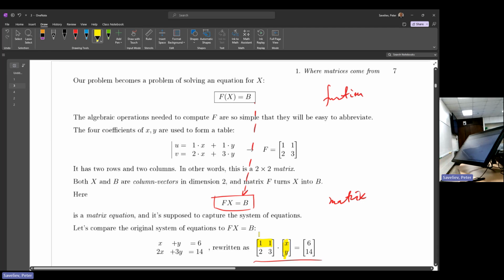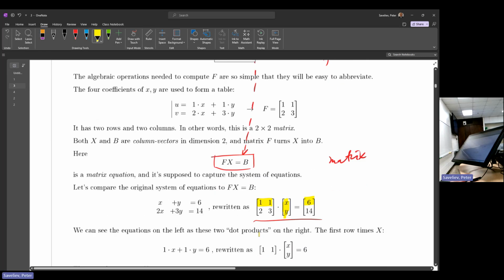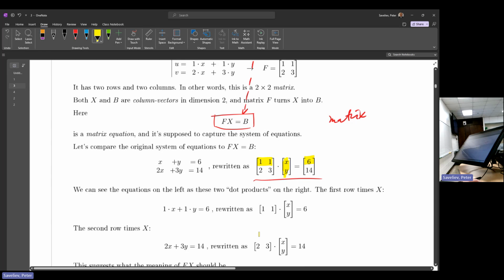So 1, 1, and x, y, they are multiplied like this, and added together. And that's supposed to produce 6. And then you do the same with the second row. So that's the operation on matrices, how a matrix is multiplied by vectors. Naturally, the dimensions have to be matching.